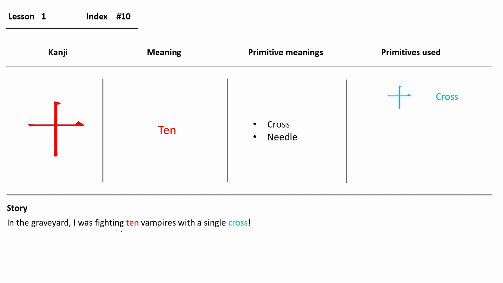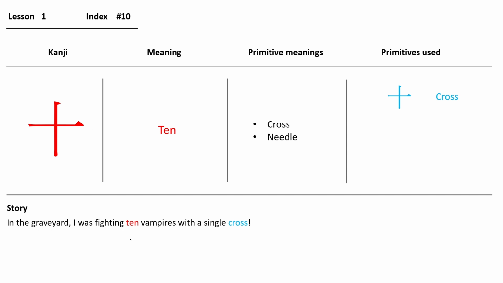So there's 10 vampires. It's red, so you know that's the meaning of this character. And you fight them with one single cross, which also looks like this character. But here it has the primitive function. So if you remember this story, if you really try to vividly imagine yourself fighting 10 vampires with a cross, it should give you the hint that whenever you see this, you just imagine, oh yeah, the cross, I'm fighting 10 vampires, 10. You will know that this is a number 10 in Japanese language.